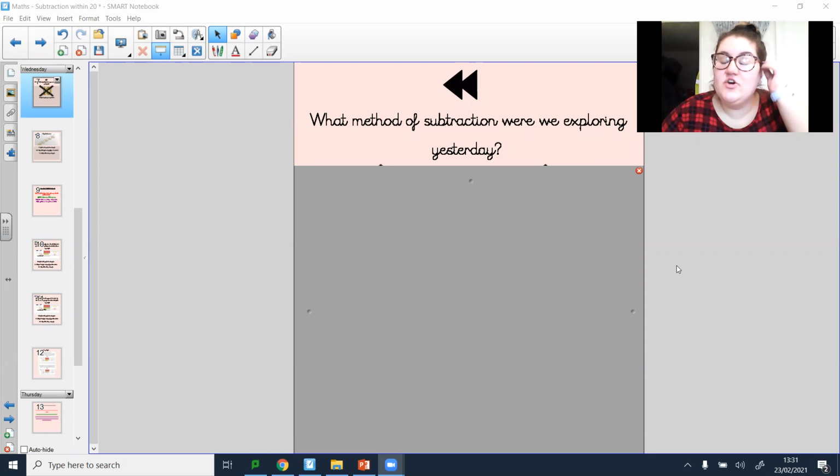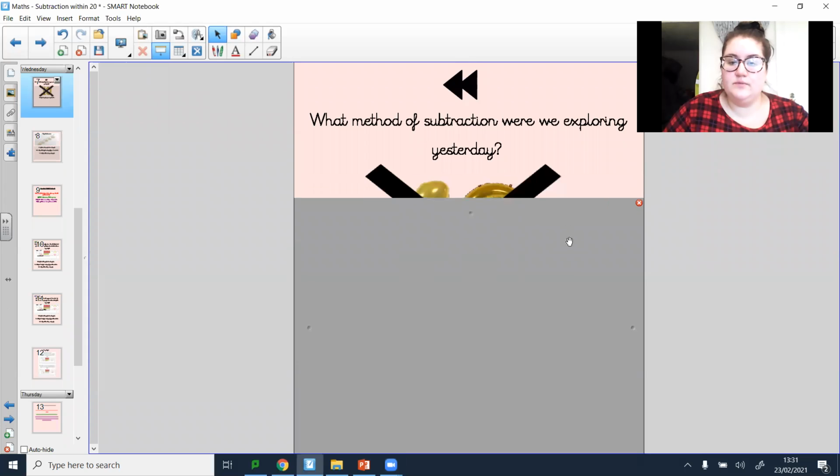So before we can look at our new learning, if there is any new learning, we might be rewinding, who knows, we need to revisit what we explored yesterday. So what method of subtraction did we explore yesterday? Did we start with the whole and count back? What did we do? I'm going to give you a bit of a clue.